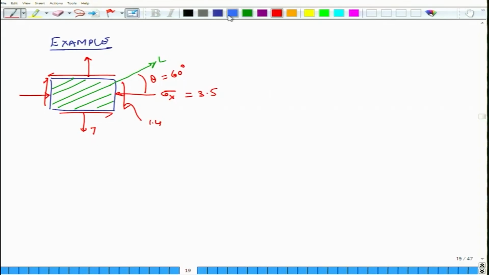So, just to be clear, sigma x is equal to minus 3.5 MPa, sigma y is tensile, so it is 7 MPa, and tau xy is in the negative direction, with positive direction defined earlier also. So, its value is 1.4 MPa.